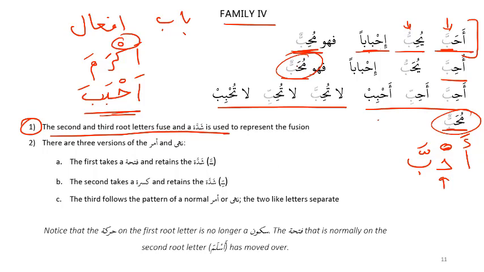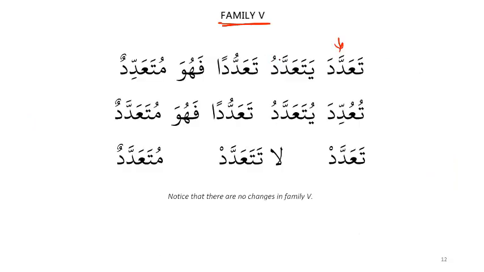So it's all the beloved, and then time and place, they all sort of same word. Ta'addada, yata'addadu, ta'addudan. So I won't spend time on this. Tafa'ala, yatafa'alu. Here there is no impact of having a mudaaf. So there are no changes in family five. All the rules are exactly the same as regular verbs.